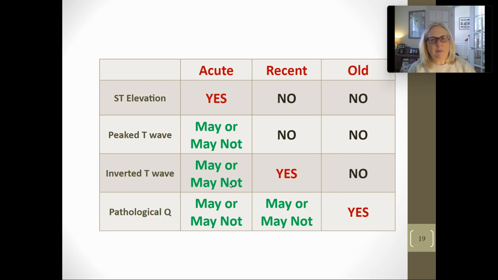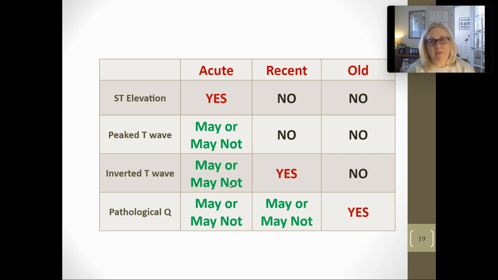So let me differentiate between an acute, recent, and old. I should probably do that. So acute means it's happening now. Recent means it happened in the last few hours to the last few days, maybe even a few weeks. Old means it's happened months ago, years ago. Okay. Now, when we see an inverted T wave on an EKG, it may or may not be there for an acute MI.